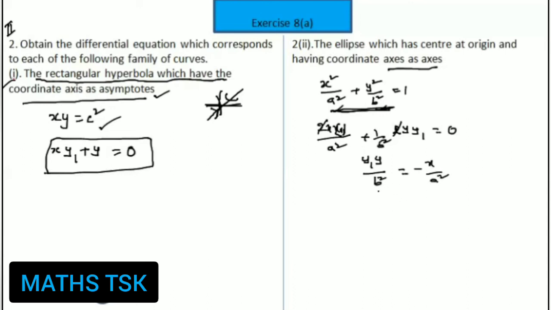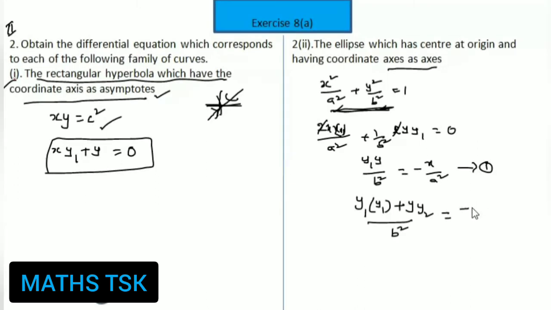Okay. Now differentiating on both sides, what will we get? y1 into, again y derivative is y1 plus y1 into y I keep as it is, y1 into u into v dash, v into u dash, y1 derivative is y2, by b square is equal to minus, this minus x derivative is 1, isn't it, by a square.